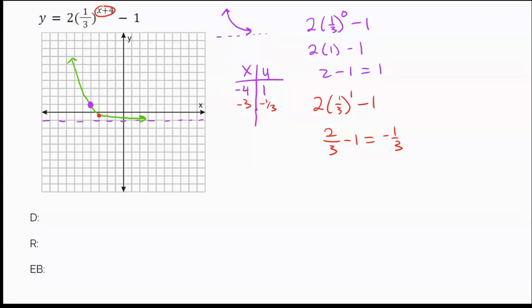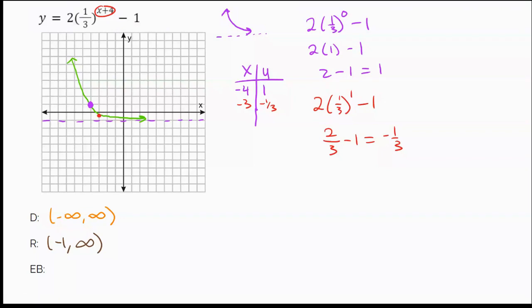Lastly, it asks us for domain, range, and end behavior. Domain is always going to be -infinity to +infinity. For exponential functions, I can plug whatever x value I want into here. The range, though, is not going to touch -1, but that's the lowest possible value. Then it goes up to +infinity.